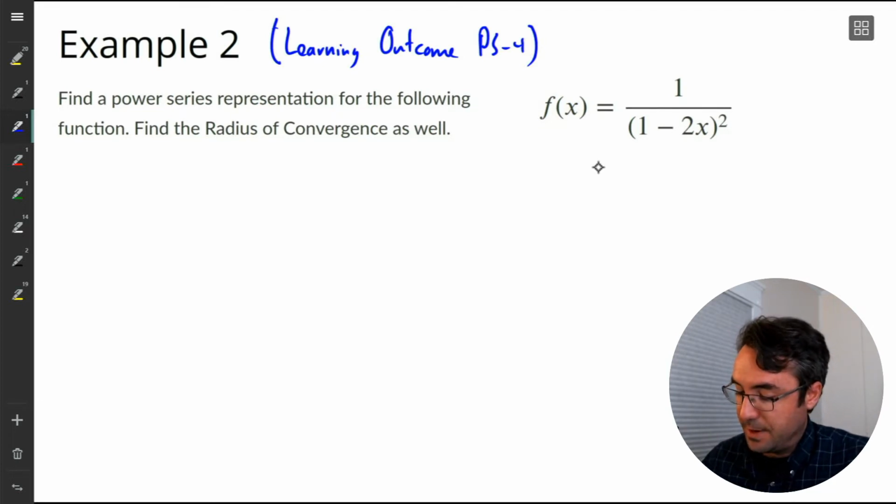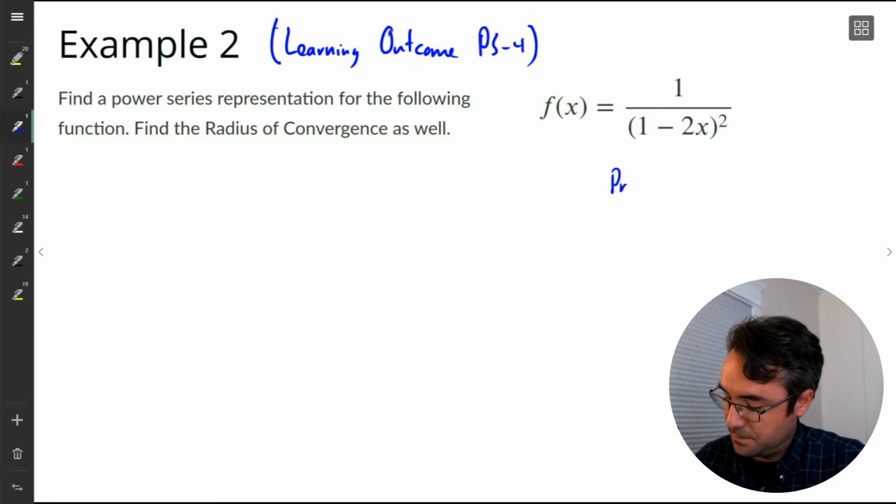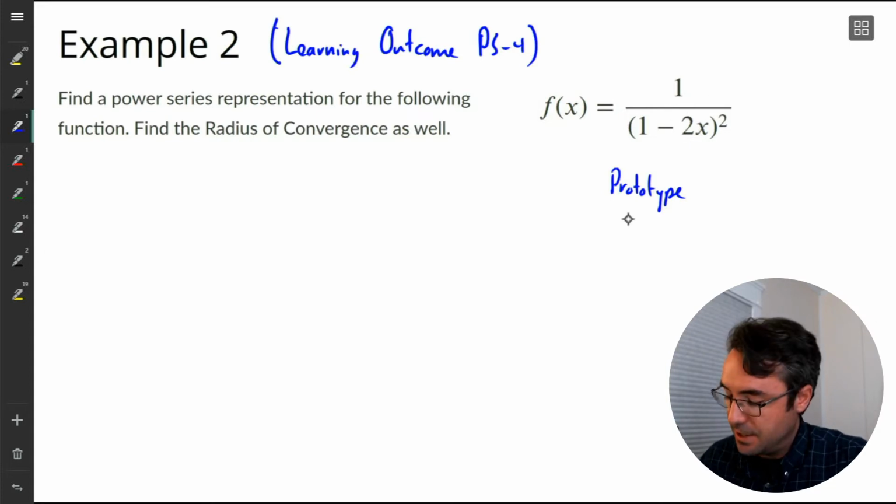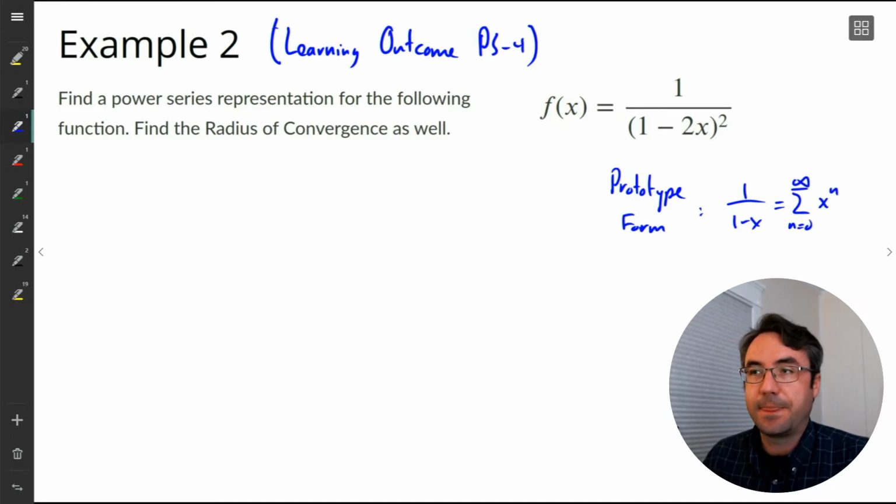So again, let's just remember, we always want to have this one for these kind of specific examples where we have these fractions. We have our prototype form of 1 over 1 minus x equal to the sum from n equals 0 to infinity of x raised to the n. So if this squared wasn't there, we would be good already. We could do that. But because of this squared, we have to try something different.